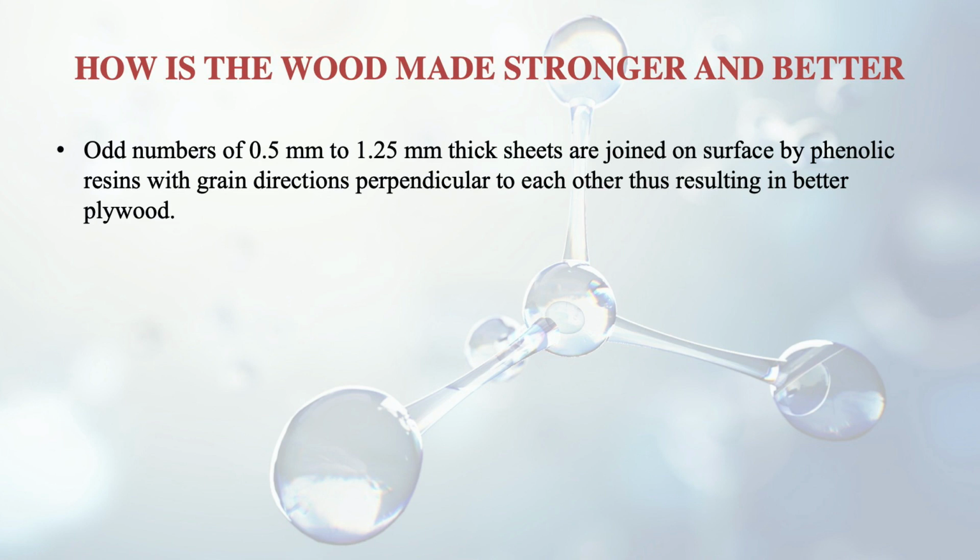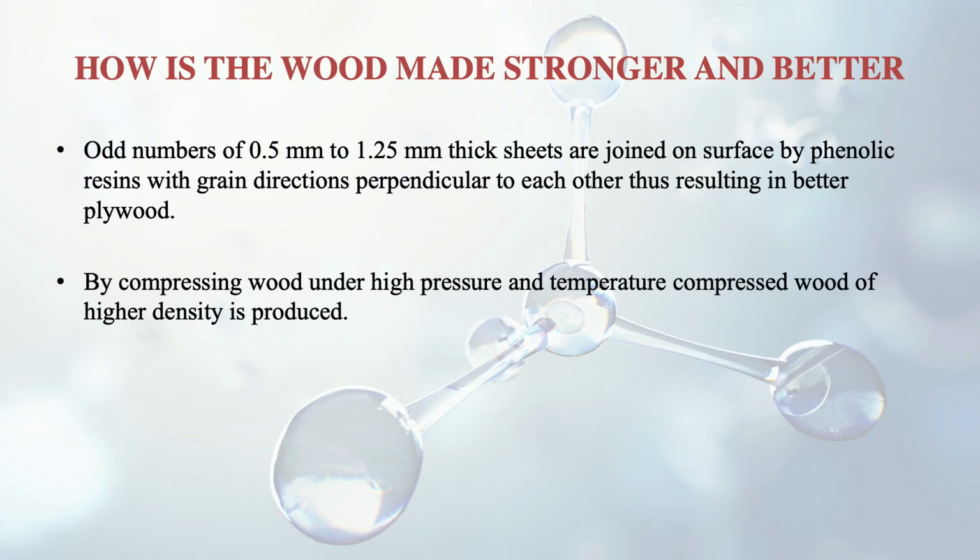And how to make this wood stronger and better, there are a certain number of points I am discussing now. There are odd numbers of 0.5 millimeter to 1.25 millimeter thick sheets. If they are joined together on the surface by phenolic resins with grain directions perpendicular to each other, then it results in better plywood. So there is a certain thickness of the plywood sheet, and they have to be combined in such a way that the grains are perpendicular to each other. Then only this better plywood can be made. In this way we can strengthen this kind of wood.